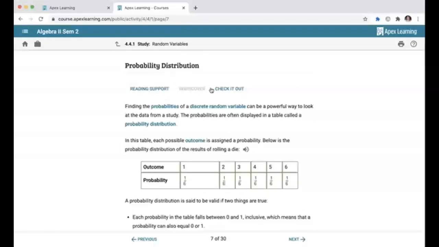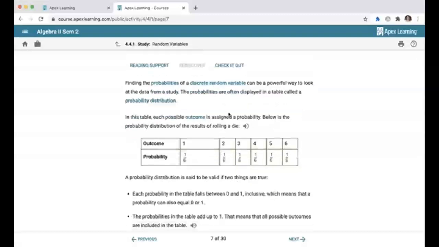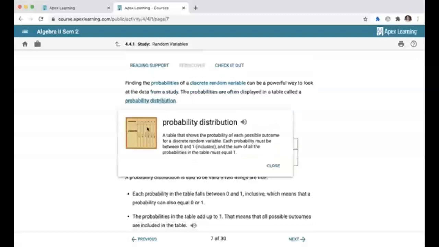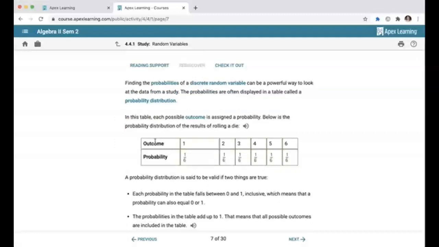Then if we look at probability distribution, so again, finding the chance that something's going to happen. What we can do now, looking at our discrete random variable, is find the chance that this is going to happen. And sometimes probabilities are displayed in this thing called a probability distribution, or this table here. It's right down here as a good example where it shows the outcome and the probability.